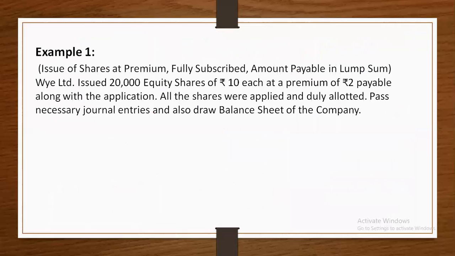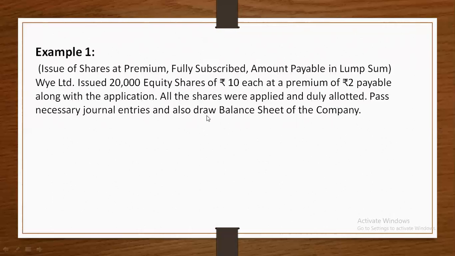Now see one question. In this example, shares are issued at a premium, meaning more than the face value. Shares are fully subscribed, meaning all the issued shares are taken up by the subscribers, and the amount is payable in lump sum. That means the whole money is payable only at the time of application. Y Limited is issuing 20,000 equity shares of rupees 10 each at a premium of rupees 2, payable along with the application. All the shares were applied and duly allotted. Pass the journal entry and show it in the balance sheet.